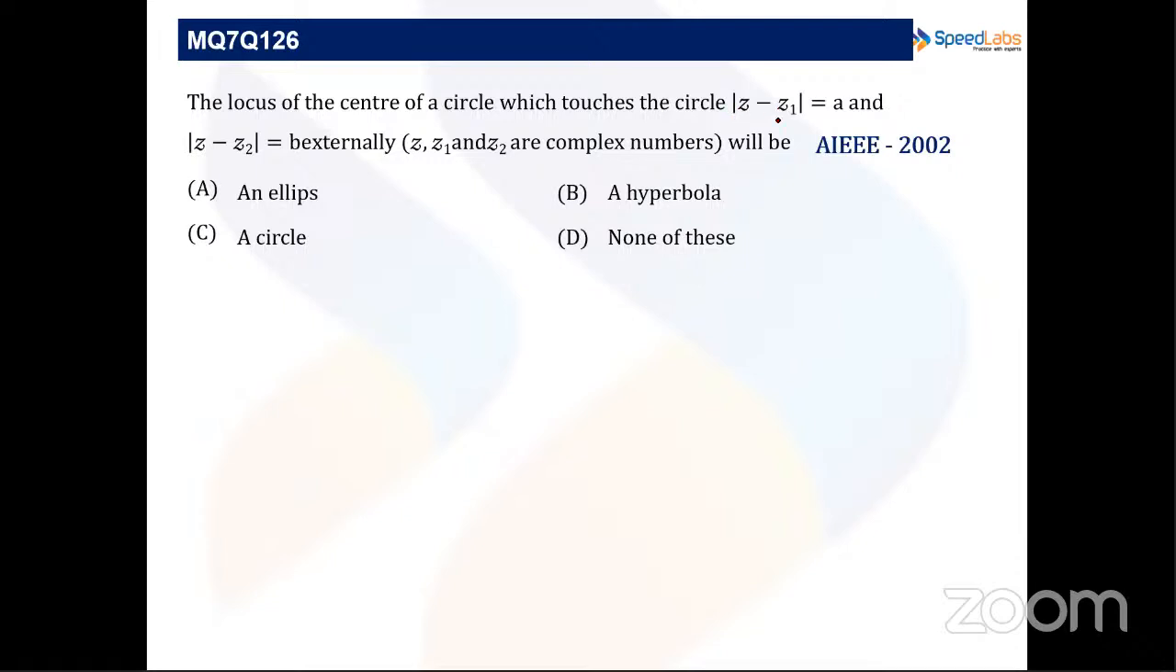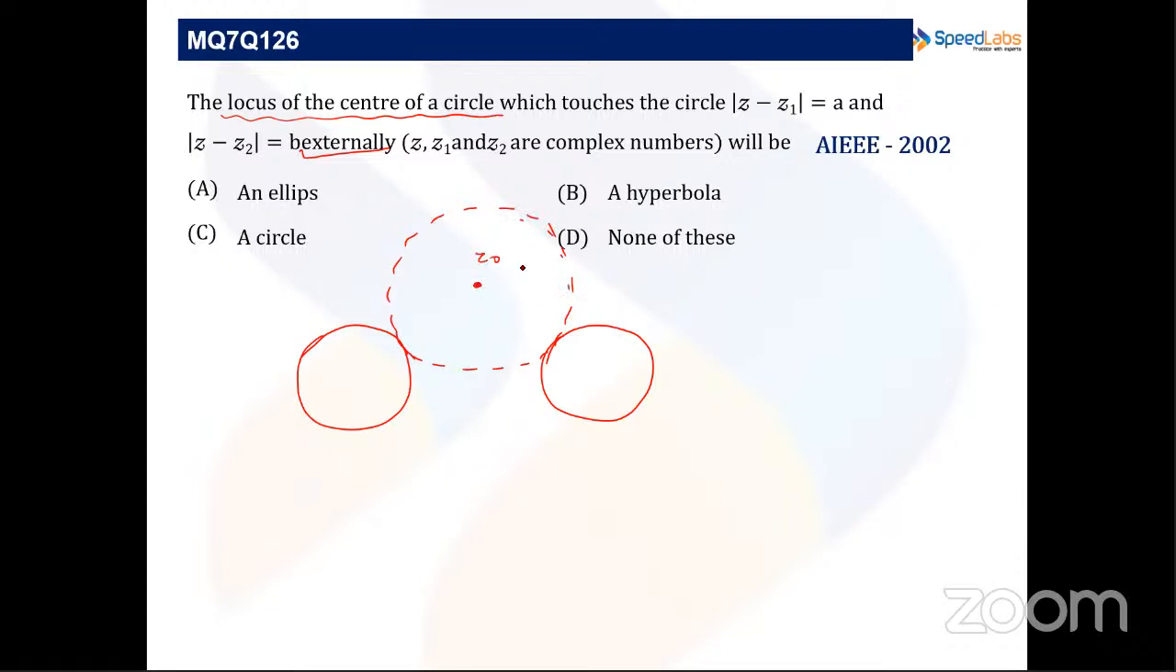That is modulus Z minus Z1 equals A and modulus Z minus Z2 equals B. And it is given that it is touching both the circles externally, where Z, Z1, Z2 are all complex numbers. So we need to find the locus of the center of that circle. So we can say that this is one circle and this is our another circle, and this is the circle which is touching both the circles externally.